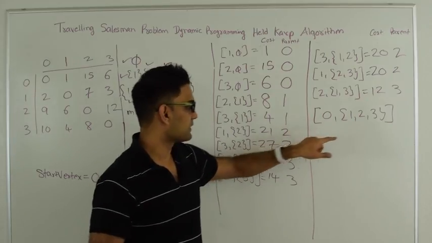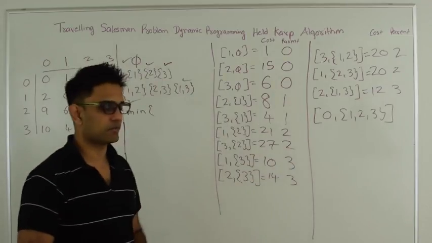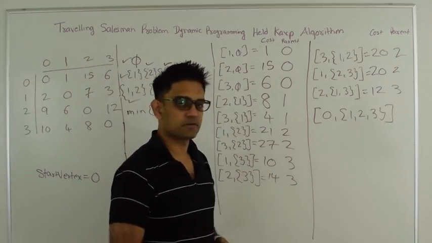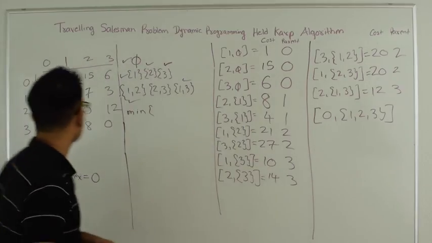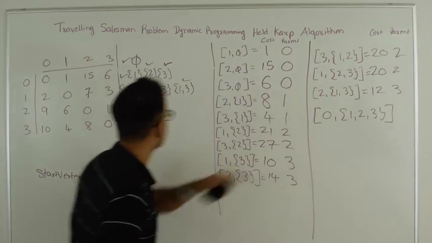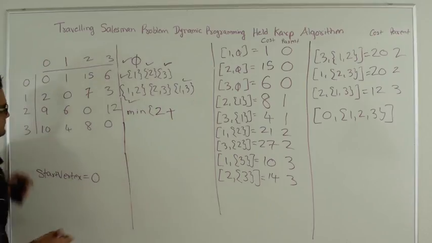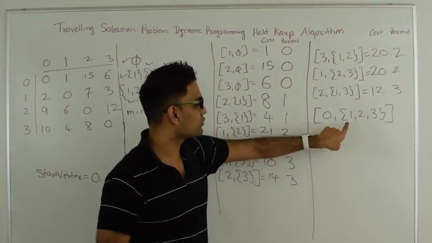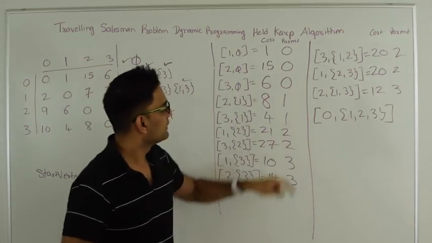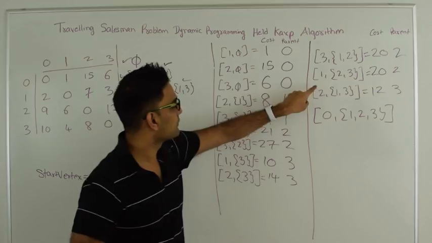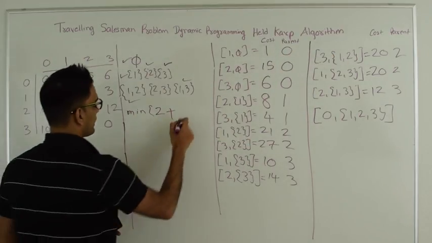One is if 1 was the vertex right before 0, or 2 was the vertex right before 0, or 3 was the vertex right before 0. If 1 was the vertex right before 0, in that case we get the cost of going from 1 to 0. So 1 to 0 is 2, plus whatever it takes to reach 1 from 0 going via vertices 2, 3. So that value is right here. The value to reach 1 going via vertices 2, 3 from 0. So that's 20.